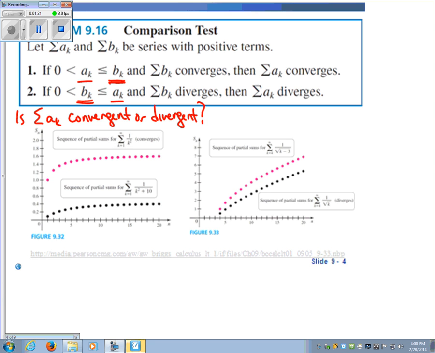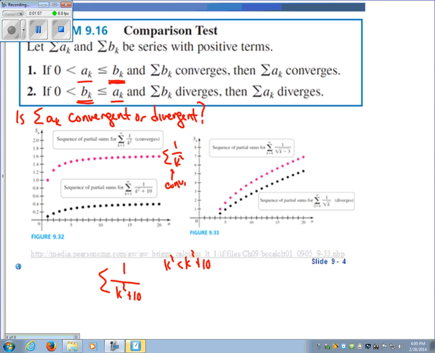So, graphically, an illustration of that, let's say we're looking at the series of 1 over k squared. Well, we know that's a p series, p equal 2, we know it converges. Now let's say that we were looking at the series 1 over k squared plus 10. It looks very similar to this one, which we know is convergent. So what can we say about that one? Well, how do they relate to each other? Well, I know that k squared is less than k squared plus 10. That's true for any k.